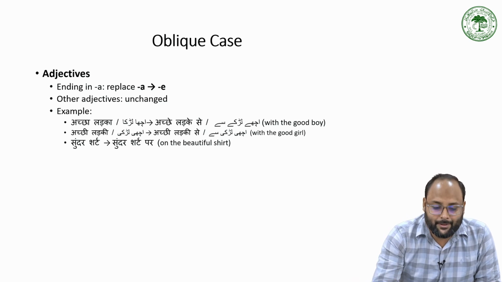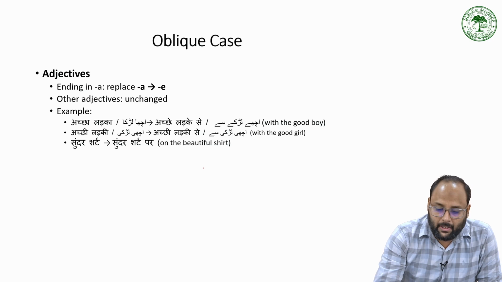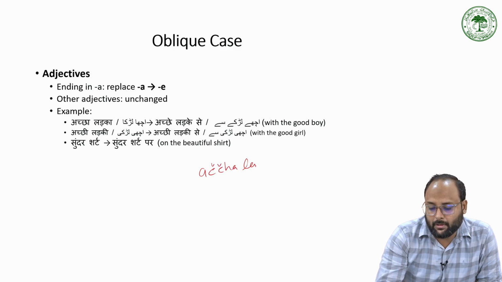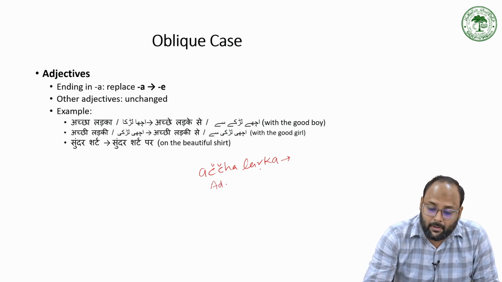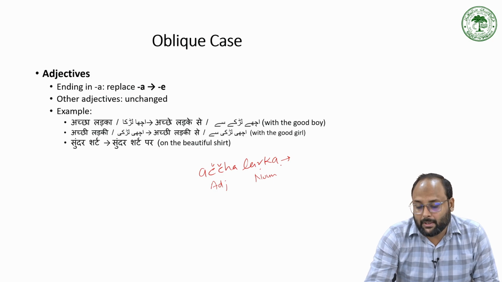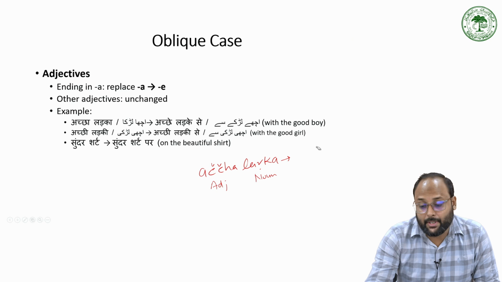So in अच्छा लड़का, when we are adding the suffix, because there is an adjective and a noun, both are there, so it is a noun phrase. So it becomes अच्छे लड़के से or अच्छे लड़के ने.